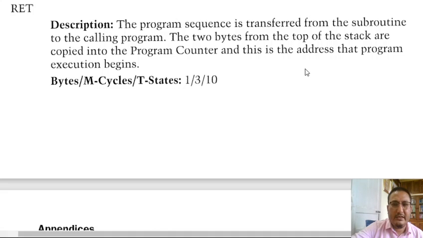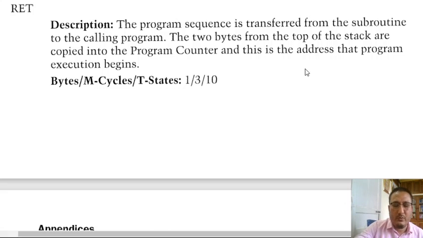The 2 bytes that are there on the top of the stack are copied to the program counter, and the execution resumes from this particular address. So this is the role of the RET instruction. So when the RET instruction is executed, the program sequence is transferred from the subroutine to the calling program. The 2 bytes from the stack are loaded onto the program counter, and the program execution resumes from there.